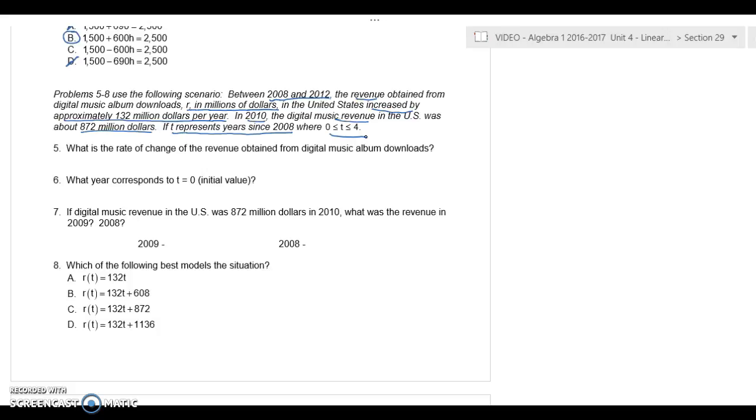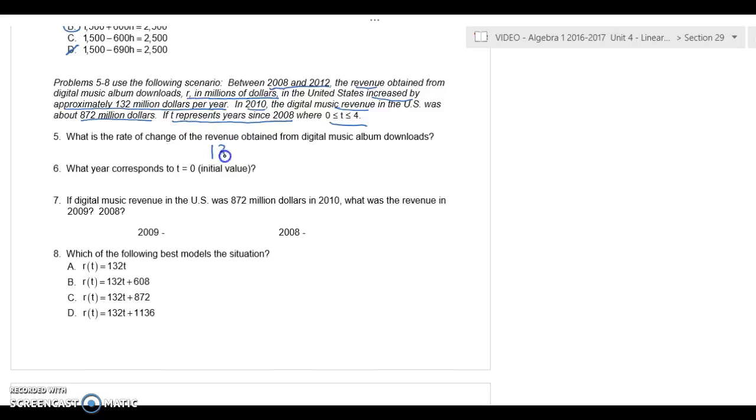So 5 says, what is the rate of change of the revenue obtained from digital music album downloads? And it has to do with this right here, increased by 132 million per year. So that would be our increase, 132 million dollars.